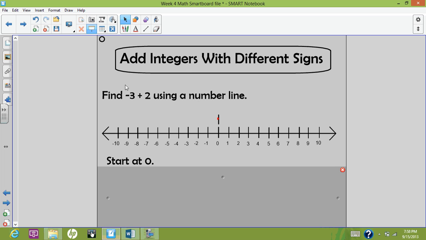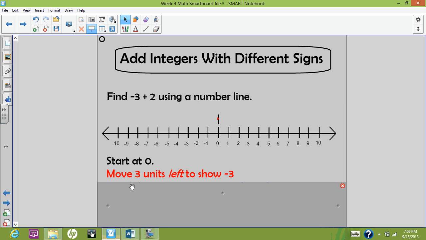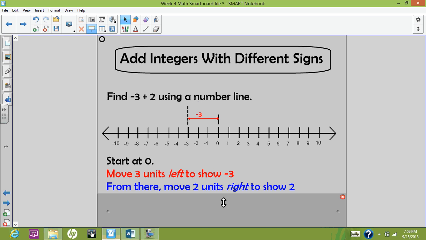You should be writing, by the way, the actual problem, find -3 plus 2 using a number line. And you should be using yet another number line from your worksheet that I gave you. And you should also be writing down these notes as we go. We start at 0, and then the first thing we're going to do is move 3 units left to represent this -3 here. All right, well, that's pretty familiar. We've done this before. That's -3. But now it's different. Now we're adding a +2.